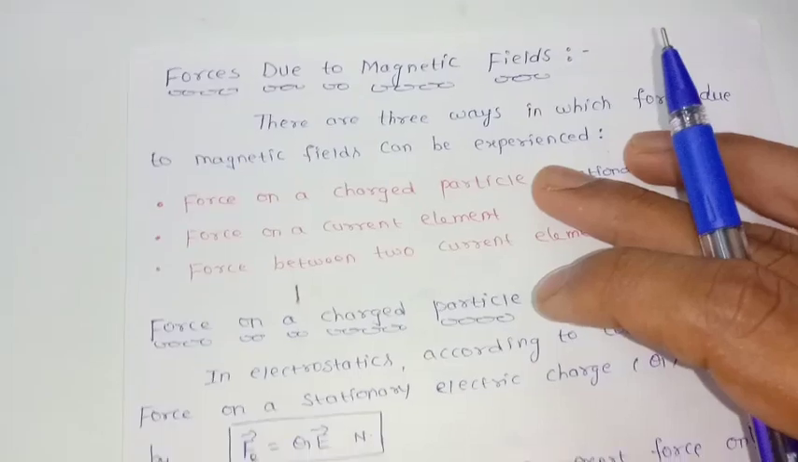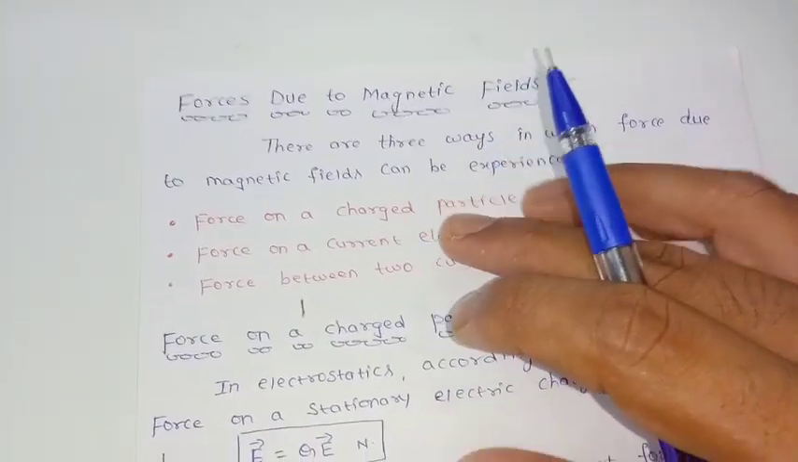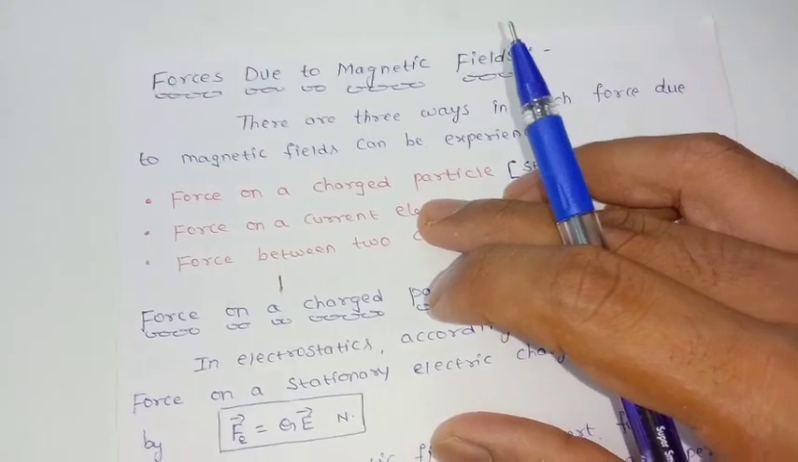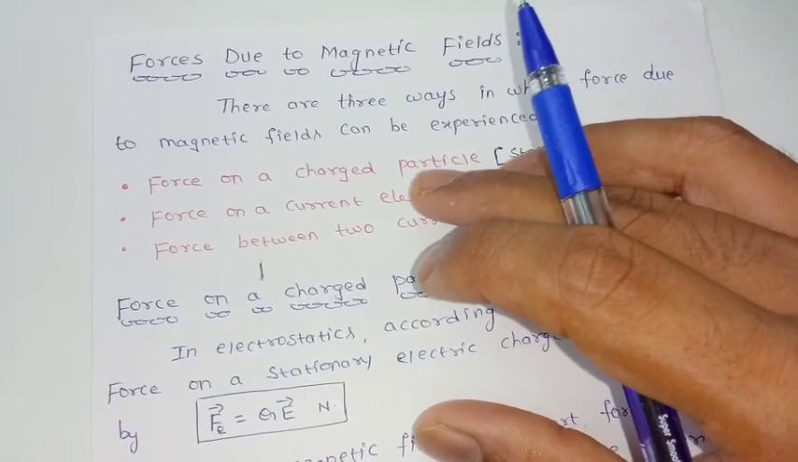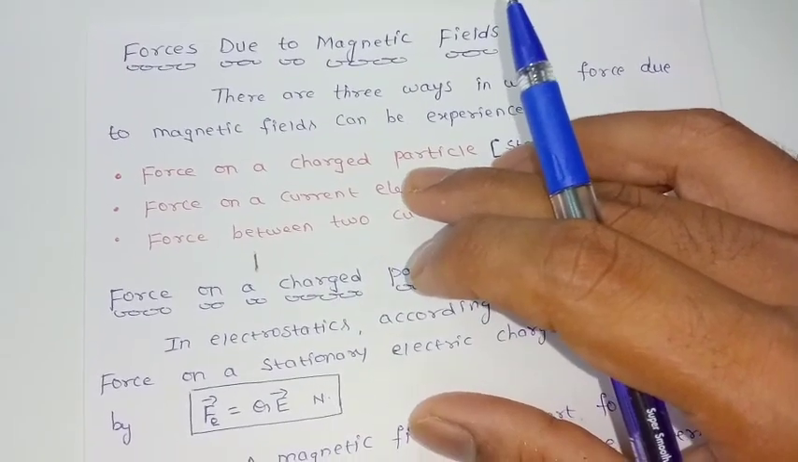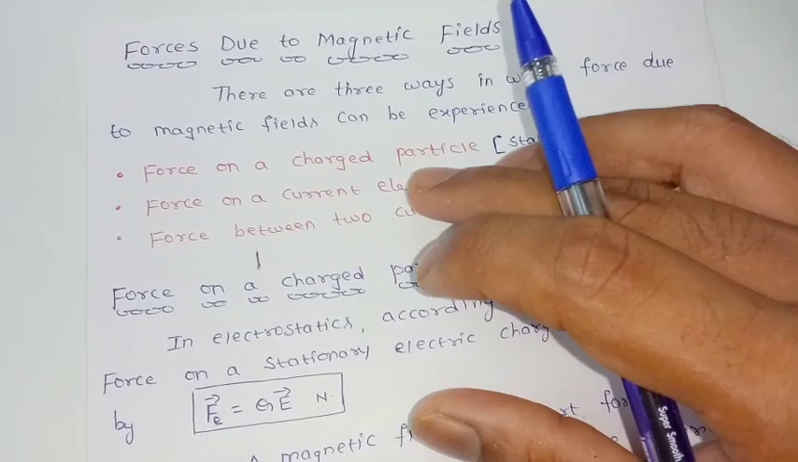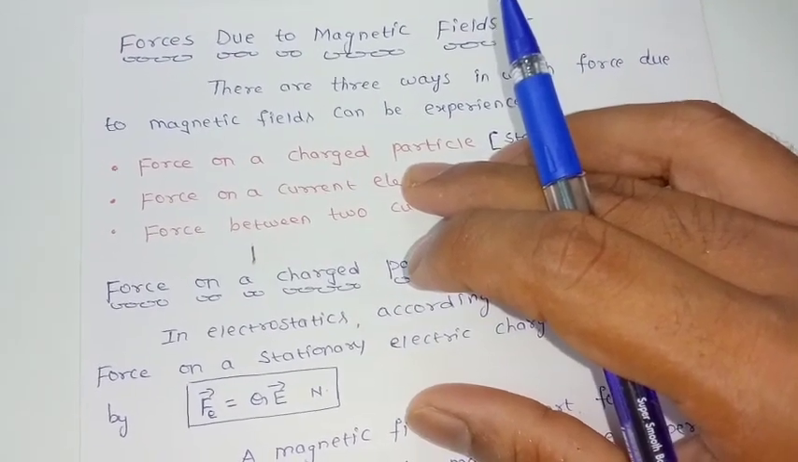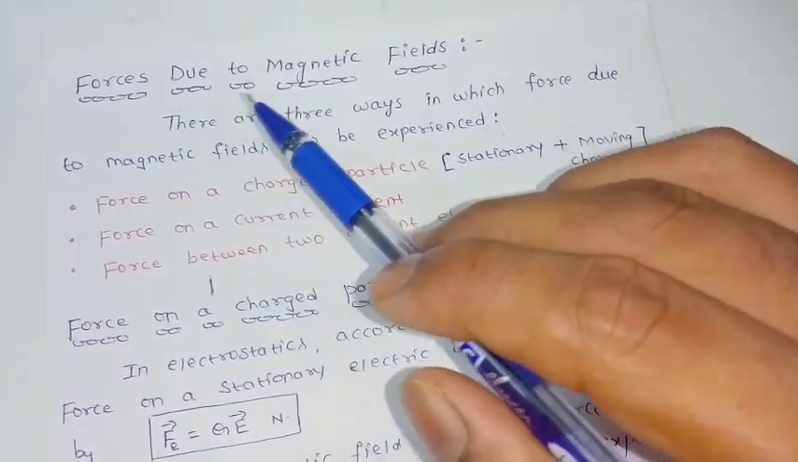Is it clear? Now coming back to the forces due to magnetic field, we know that the force and the direction of magnetic field and the current, all three are mutually perpendicular to each other. That means we can say that the direction of force is equal to the cross product of the direction of current and the magnetic field produced by that. Is it clear?